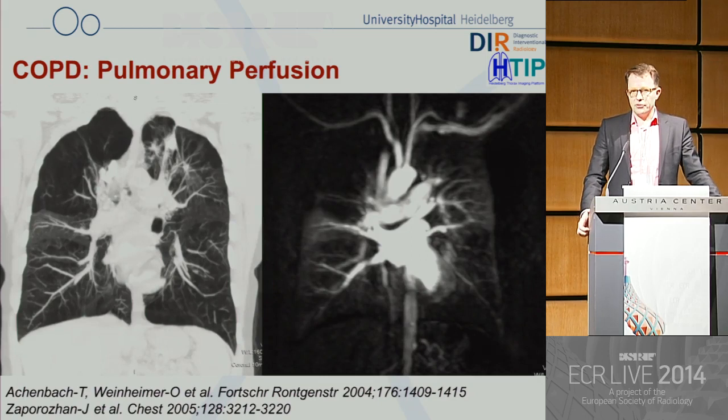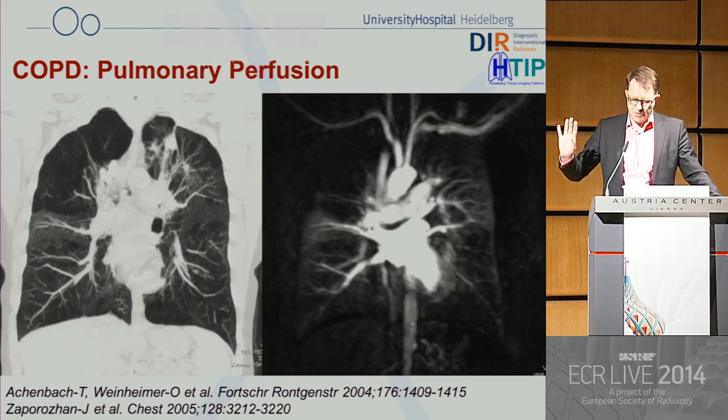Again, pulmonary perfusion is also very important in COPD, because COPD will have ventilation defects due to bronchial obstruction, loss of structure, and this will then lead to perfusion defects, again due to the reflex of hypoxic vasoconstriction. You can nicely see the match of the large emphysematous areas up here and the perfusion defect on the MR examination.